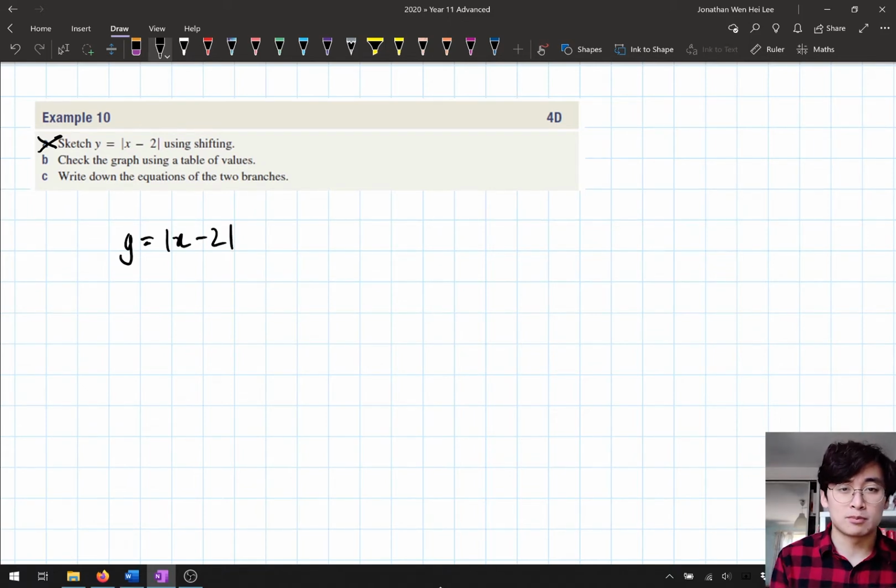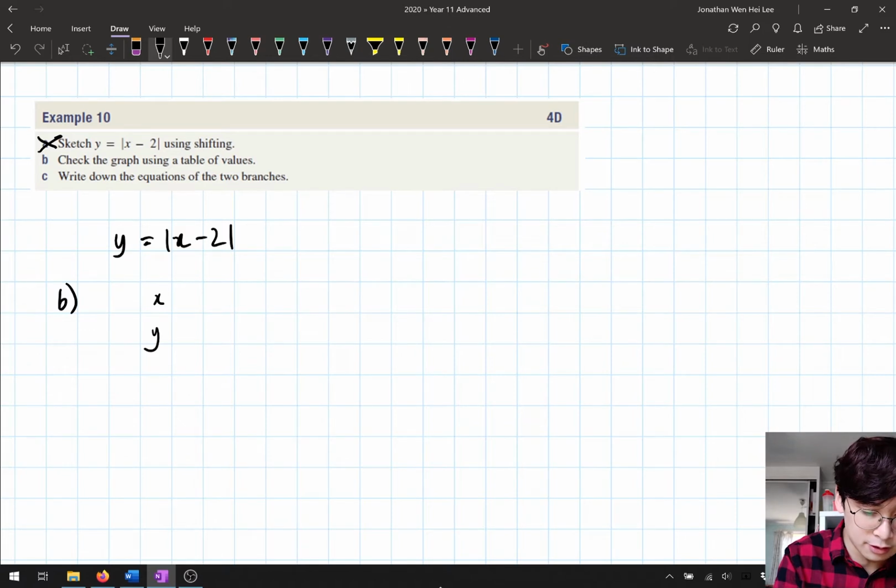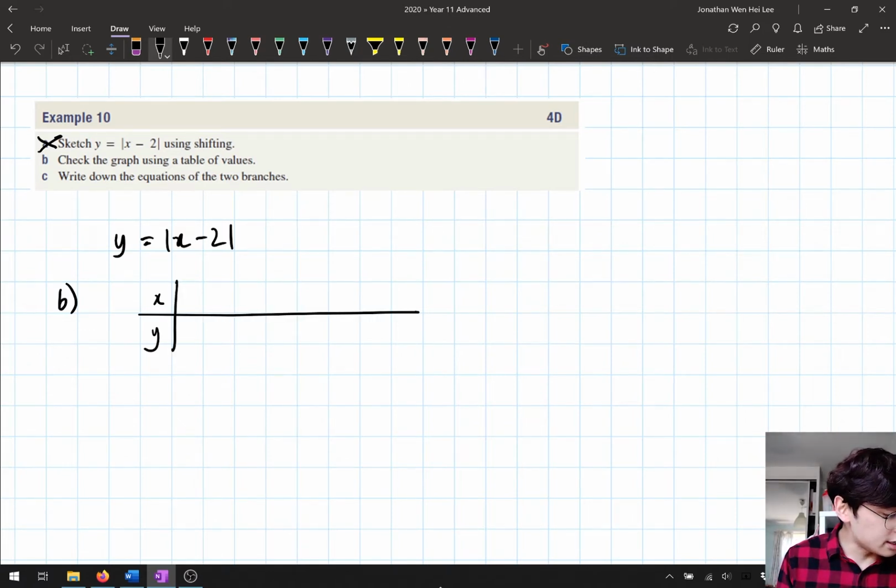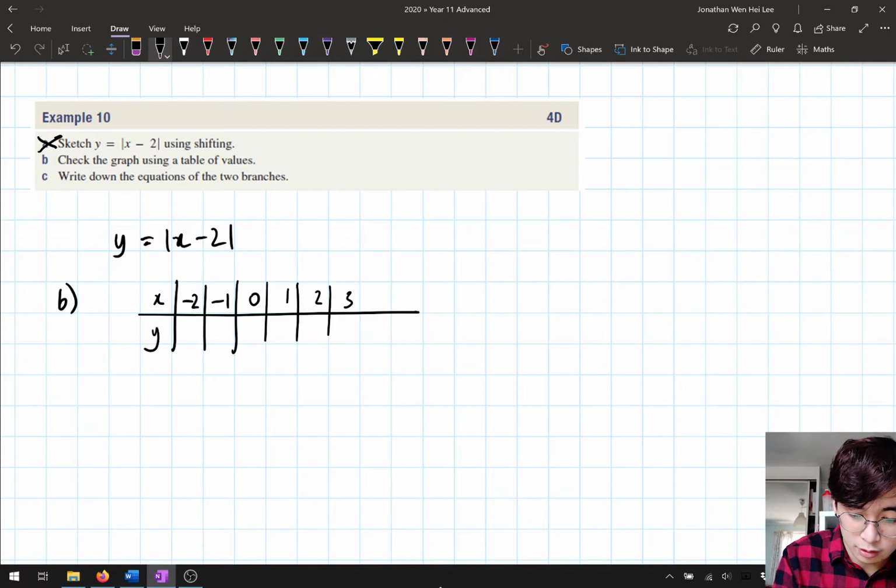I should have said this before, but if you're graphing these types of graphs, you can always use a table of values just to check where your graph is going to be and what a few values are. So let's use a table of values to find what y equals the absolute value of x minus 2 is equal to. I'm going to draw my table of values. I'm going to start from -2, -1, 0, 1, 2, 3, and I'm going to go all the way up to 4.